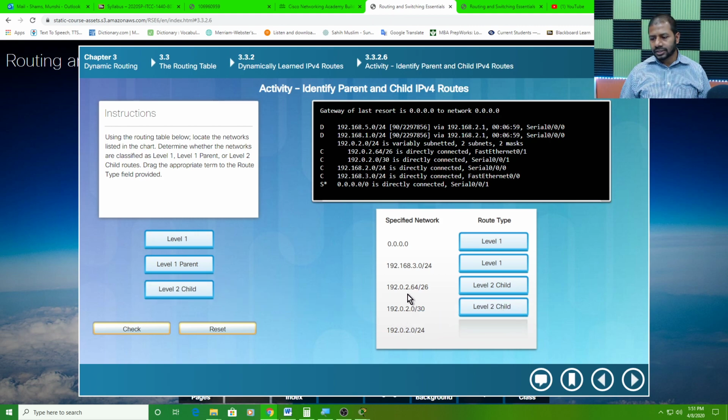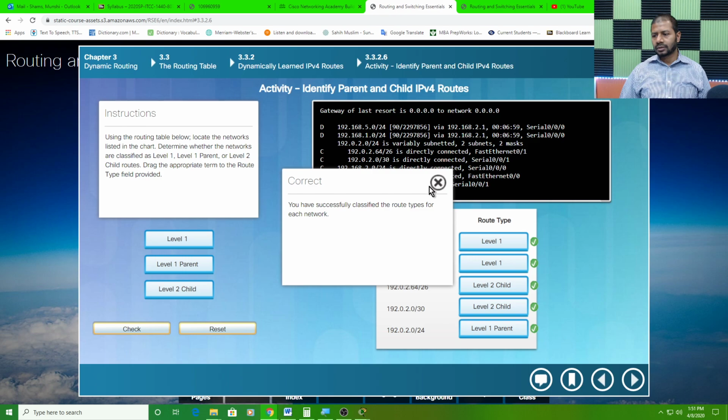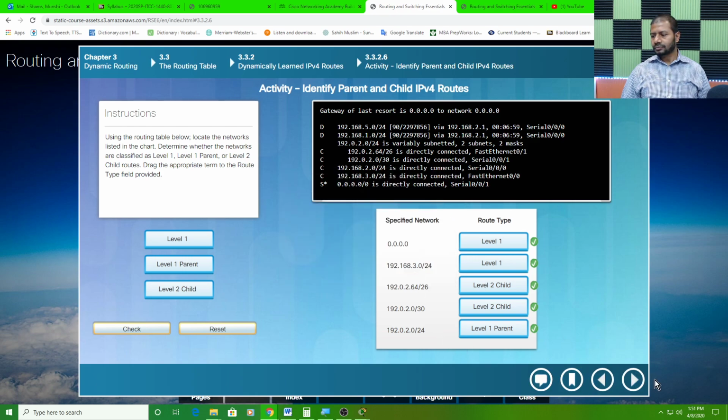How about this one? Look at the same network, 192.0.2.0. It's class C, default subnet mask /24. This is going to be a parent because this parent has been subnetted into these two. So I'm not going to call this one just a level 1, I'm going to call it level 1 parent. There you are. Let's check. Okay, we got all good. Next.